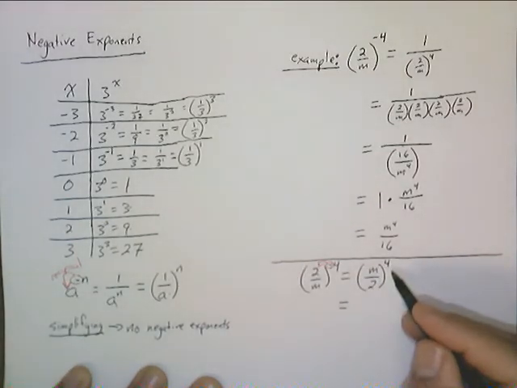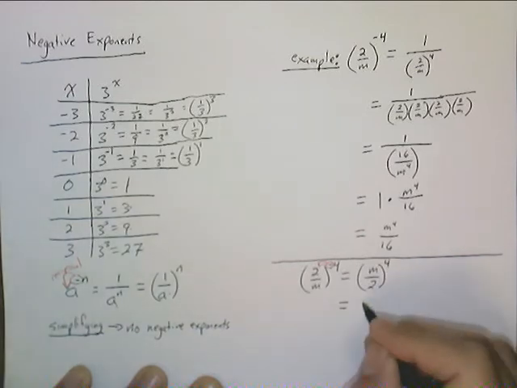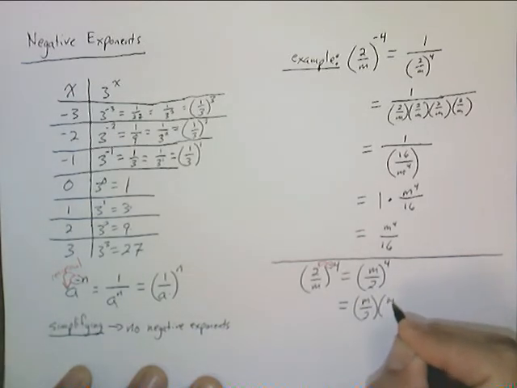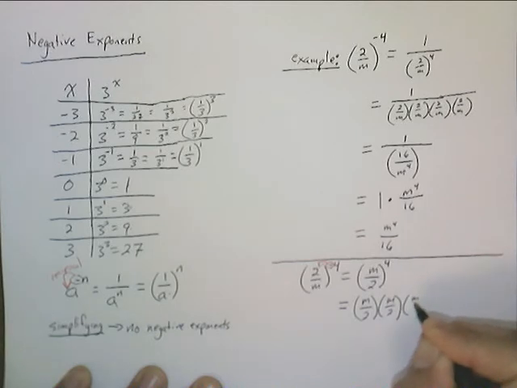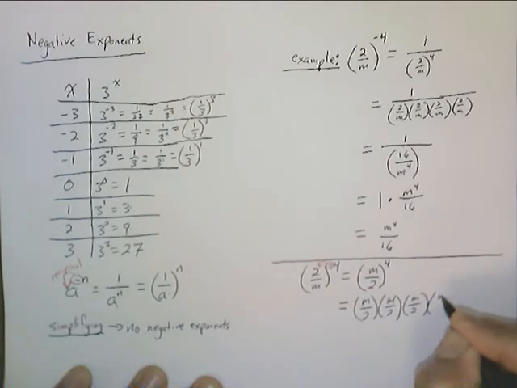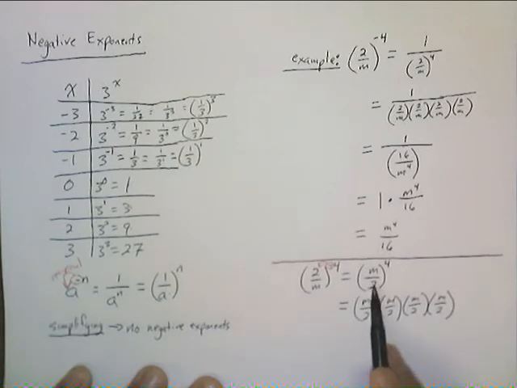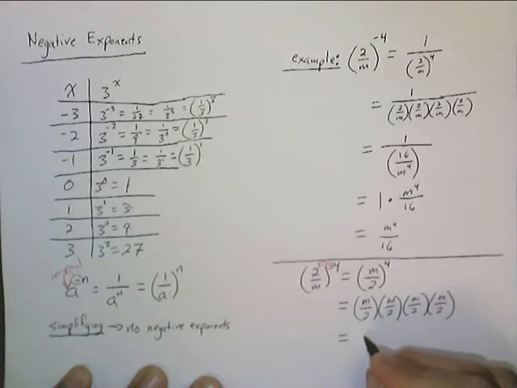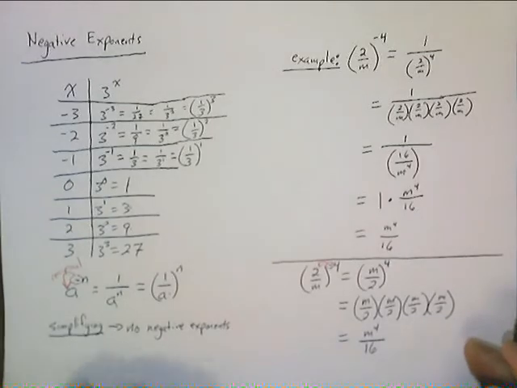But again, we know what raising something to the power of 4 means. That's m over 2 times m over 2 times m over 2 times m over 2. 4 copies of the base all multiplied together. And now we can do this arithmetic. M times m times m times m on top, which is just m to the 4th, over 2 times 2 times 2 times 2, which is 16 on bottom.